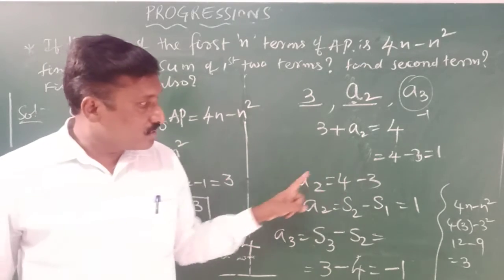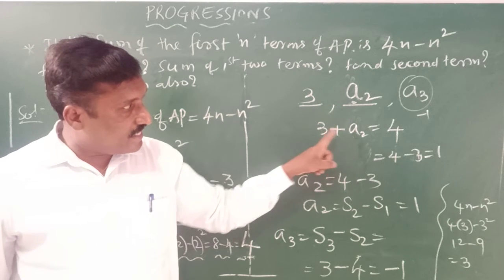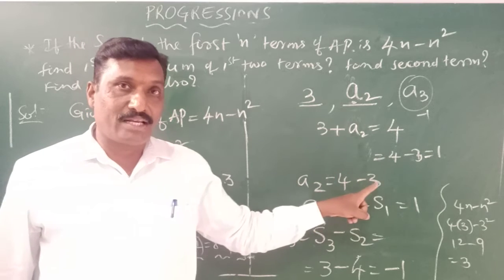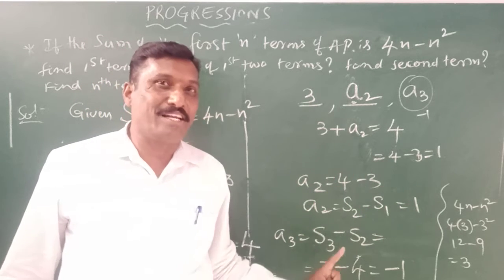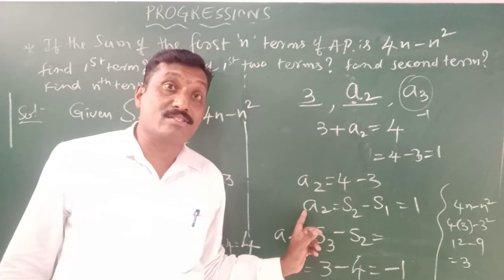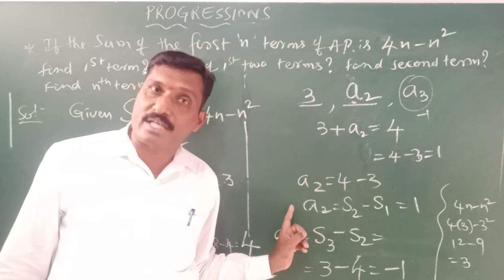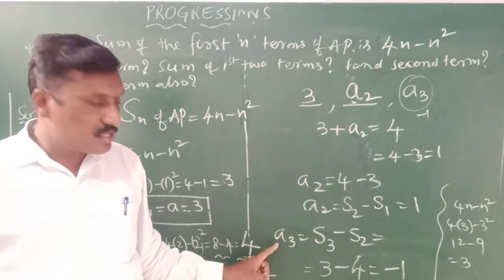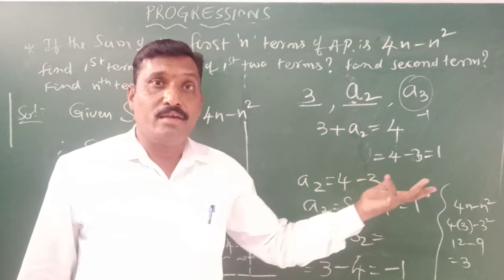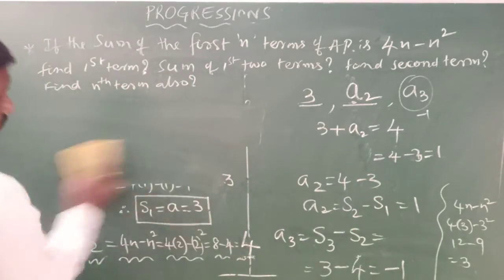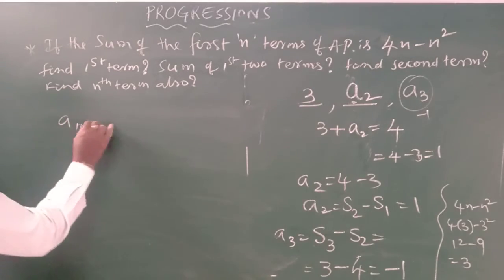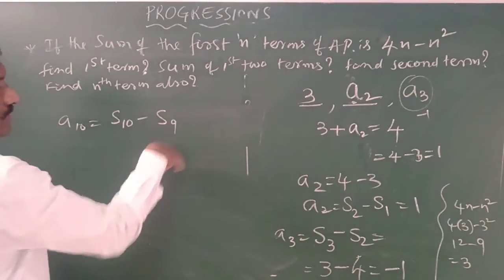So therefore, to get the second term, what I did here, 3 plus second term is equal to 4, I got. So second term is equal to 4 minus 3, which is 1. I got the principle, that is the sum of the two terms minus the sum of the one term, you will get the second term. So if you want the third term, S3 minus S2. If I want the 10th term, yes, you can observe here, I want the 10th term. So 10th term means S10 minus S9.